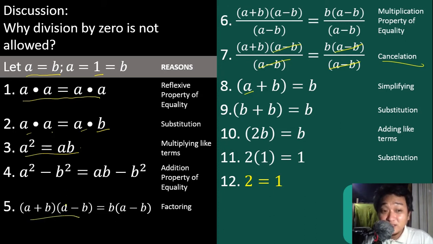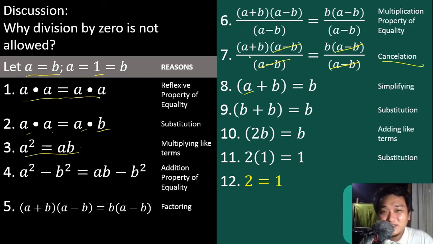Anong ginawa natin dito? Finactor lang naman natin to, di ba? By means of difference of two squares. Ano namang ginawa natin dito? Di ba finactor out lang natin yung greatest common monomial factor? Which is, di ba allowed naman yun sa math? Allowed pa rin naman yun, di ba? O, ano namang ginawa natin dito? Dinivide lang natin both sides by A minus B, di ba?